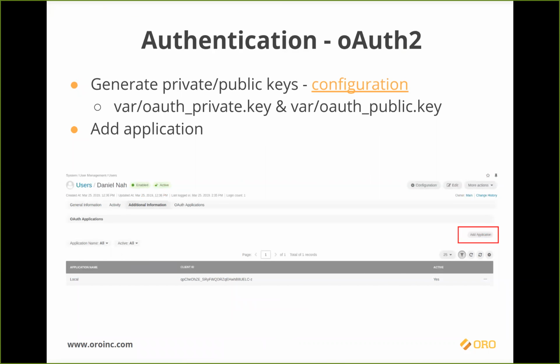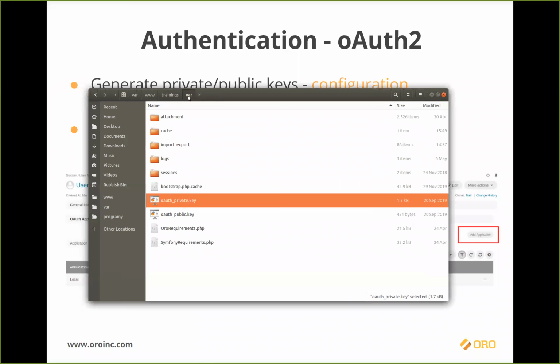Authentication through OAuth is quite simple to configure, and once you get it, you just generate the token and use it. So first of all, you need to generate the private and the public keys for your application. It's not for the user, it's for the application. I had them generated, and I have them in my var directory for the application. So this is your application root, and I have both keys generated here.